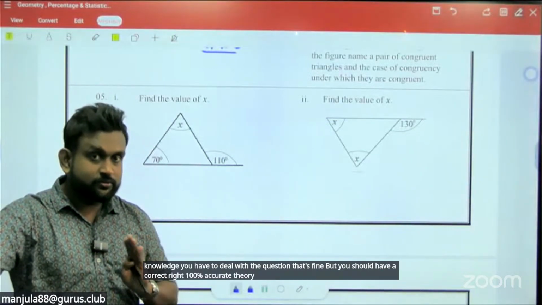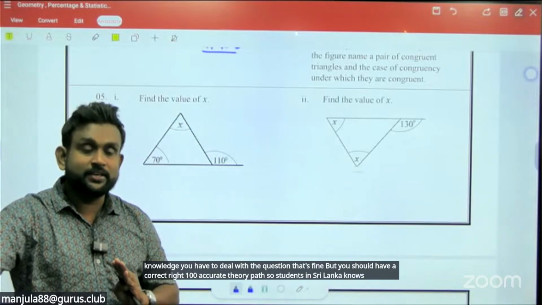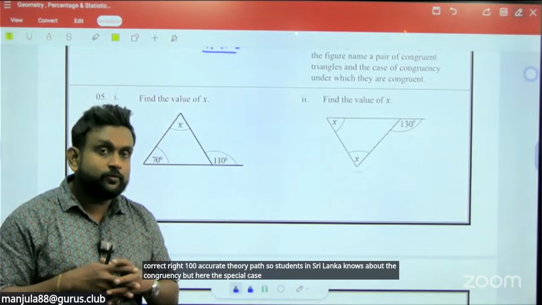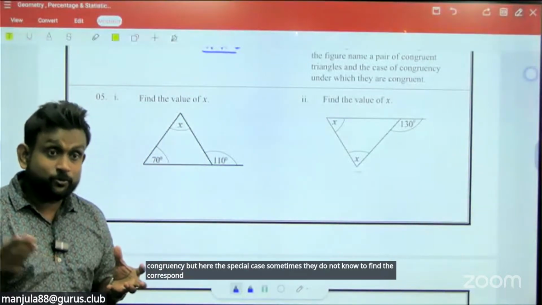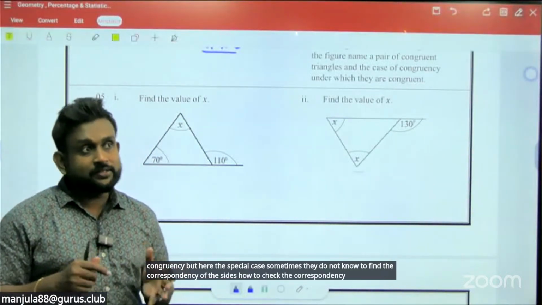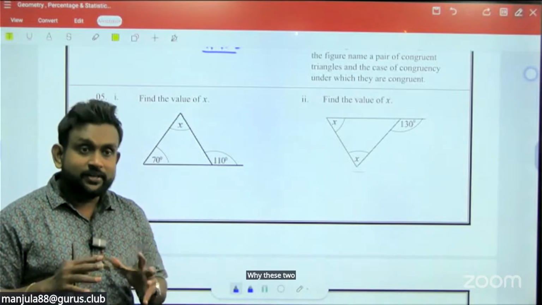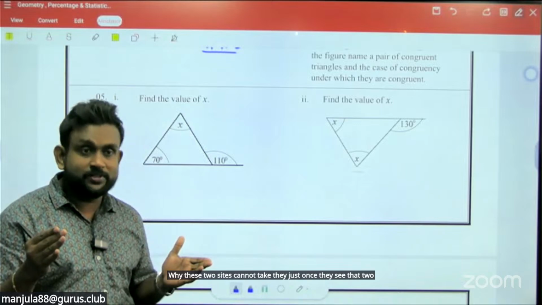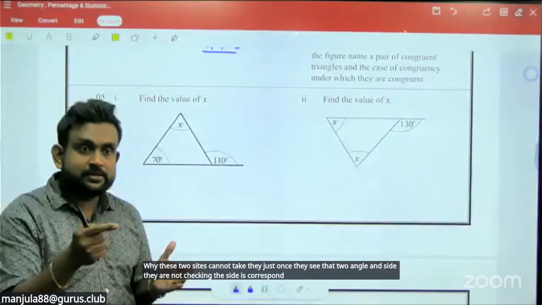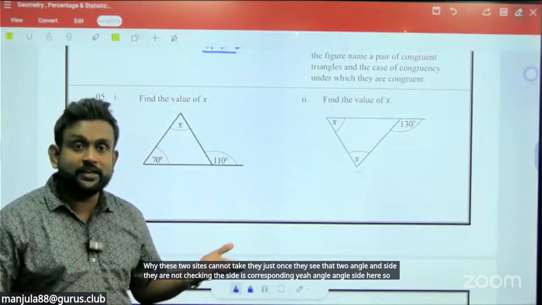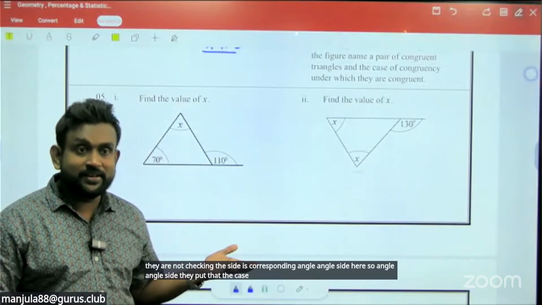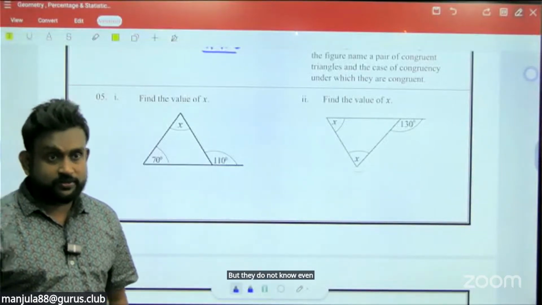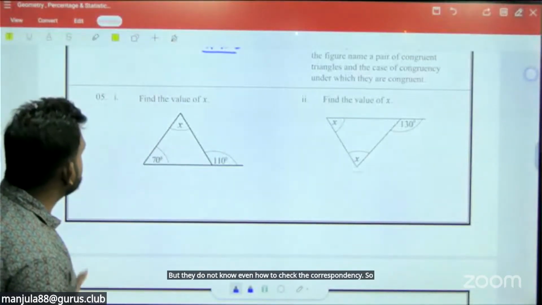So students in Sri Lanka know about congruency, but in this special case, sometimes they do not know how to find the correspondence of the sides, how to check the correspondence, or why these two sides cannot be taken. Once they see two angles and a side, they do not check whether the side is corresponding. They just put the case, and the answer would be correct, but they do not even know how to check the correspondence. So you know it very well now.